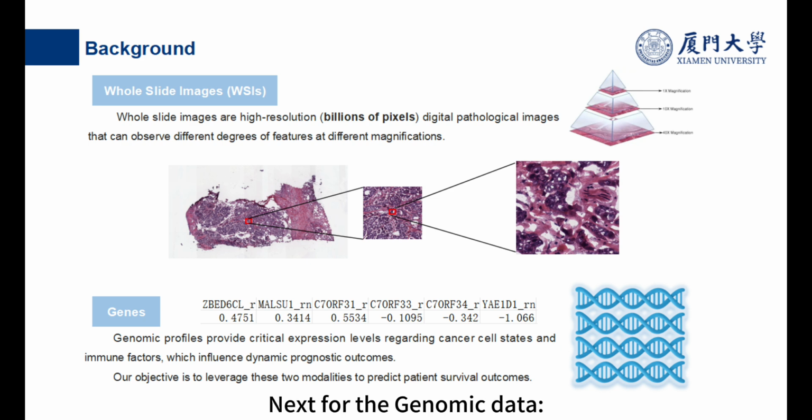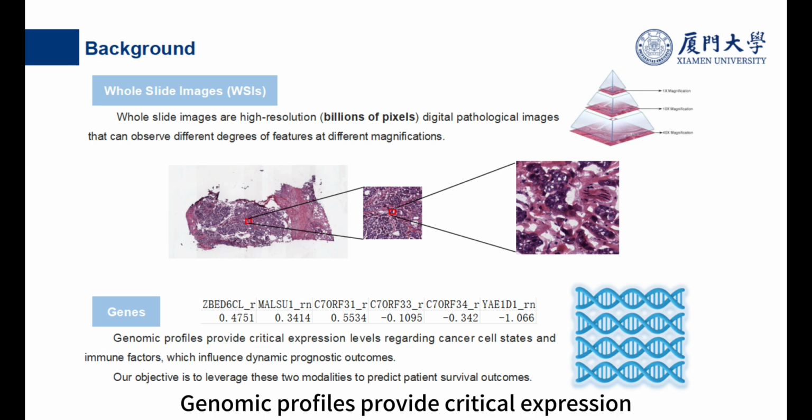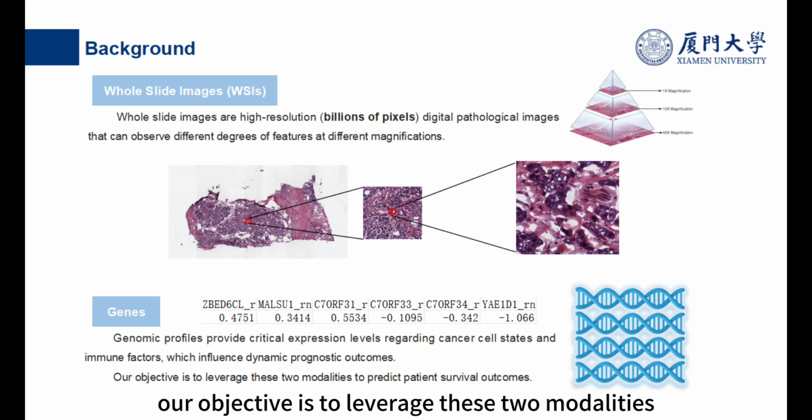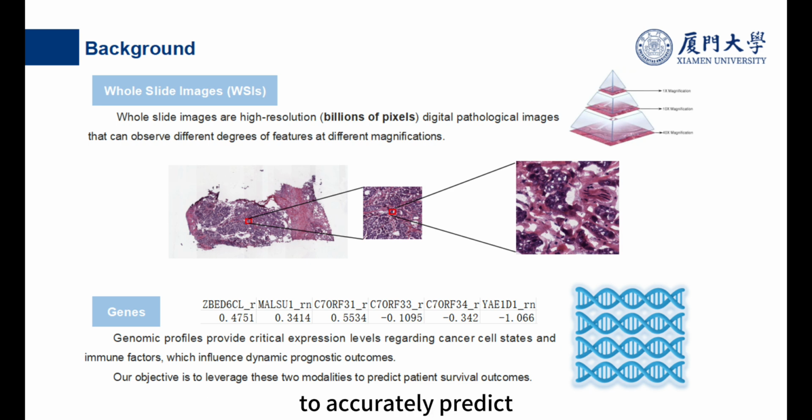Next, for the genomic data. Genomic profiles provide critical expression levels regarding cancer cell states and immune factors, which significantly influence dynamic prognostic outcomes. In our input, this data is recorded as a 2D table, representing the specific expression level of each gene for every patient. Therefore, our objective is to leverage these two modalities to accurately predict patient survival outcomes.